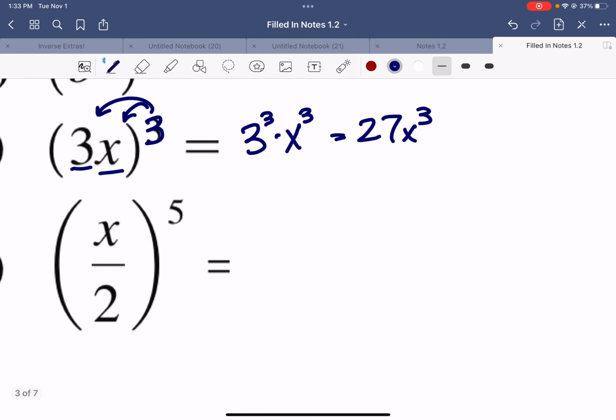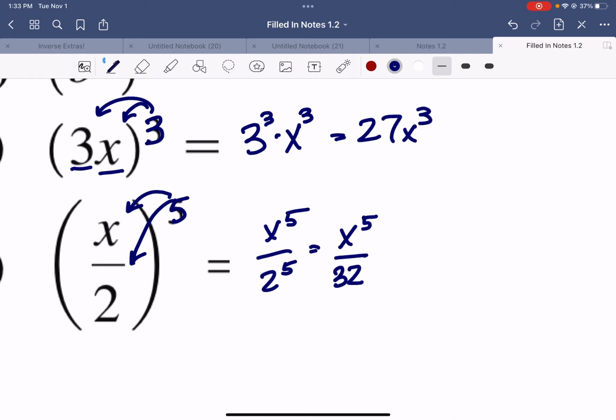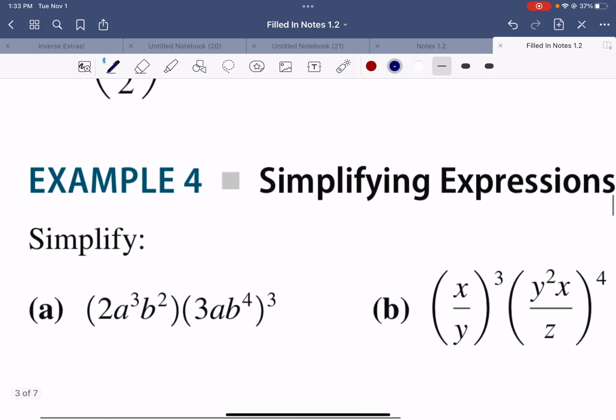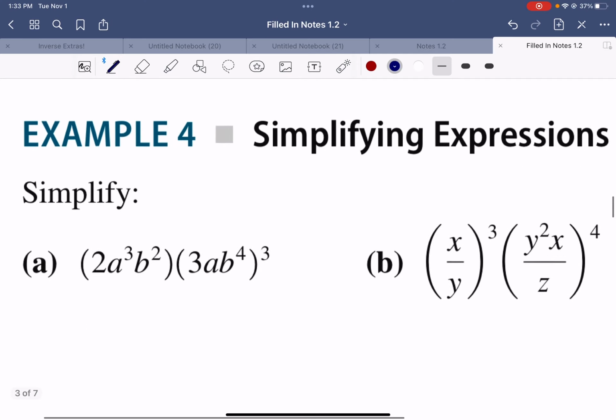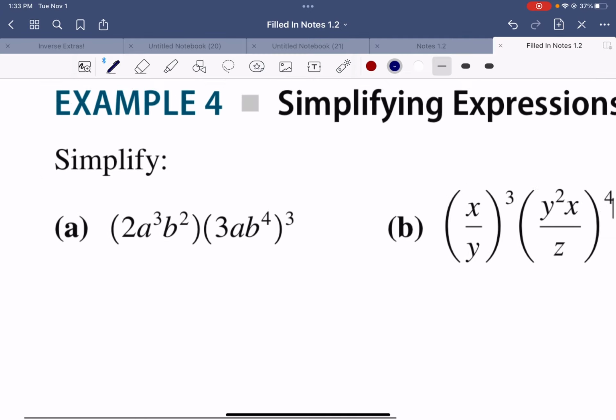Similarly, if we're dividing x over 2 and we have it to the 5th, we can distribute that exponent and get x to the 5th over 2 to the 5th. But 2 to the 5th is just 32. Okay? So all that comes from having those exponents memorized. So now we get some that are a little bit uglier.